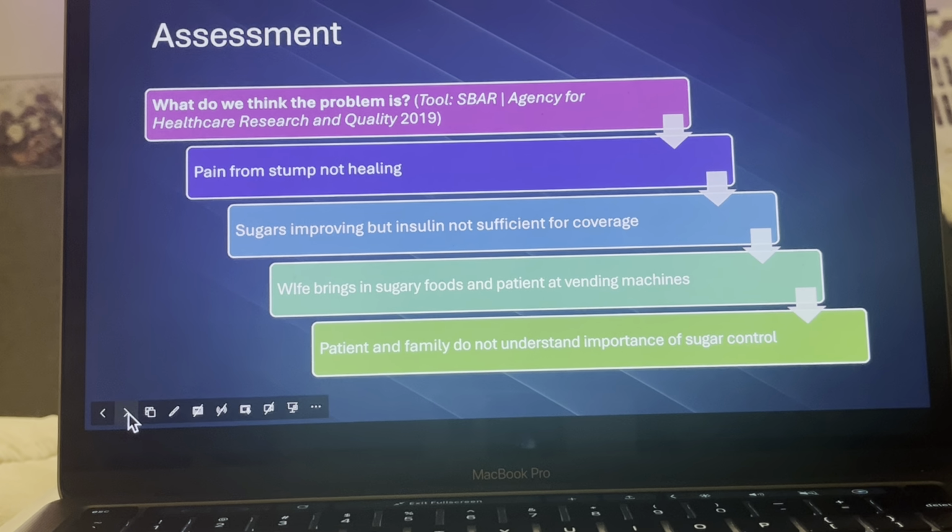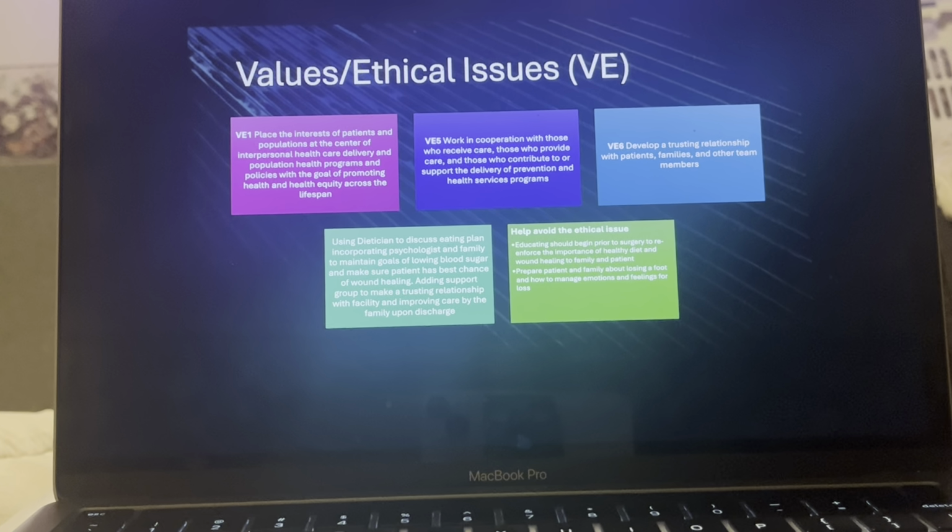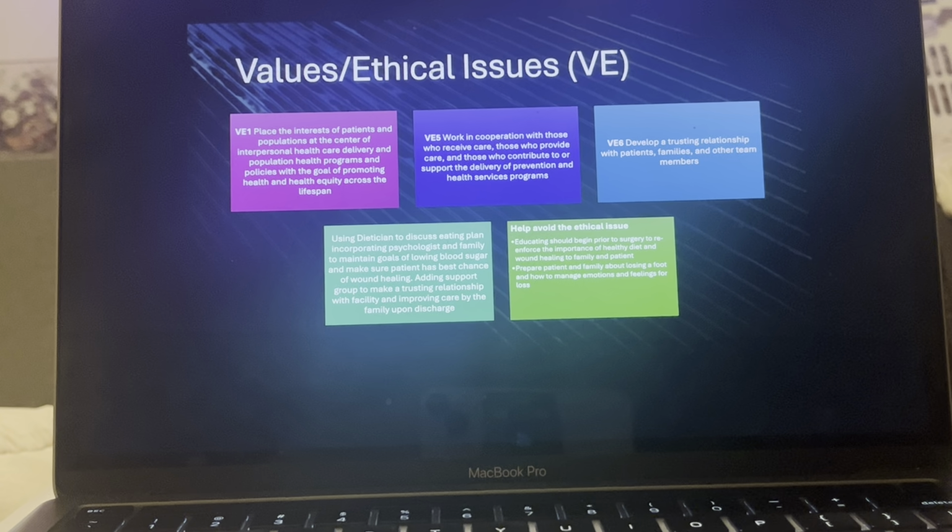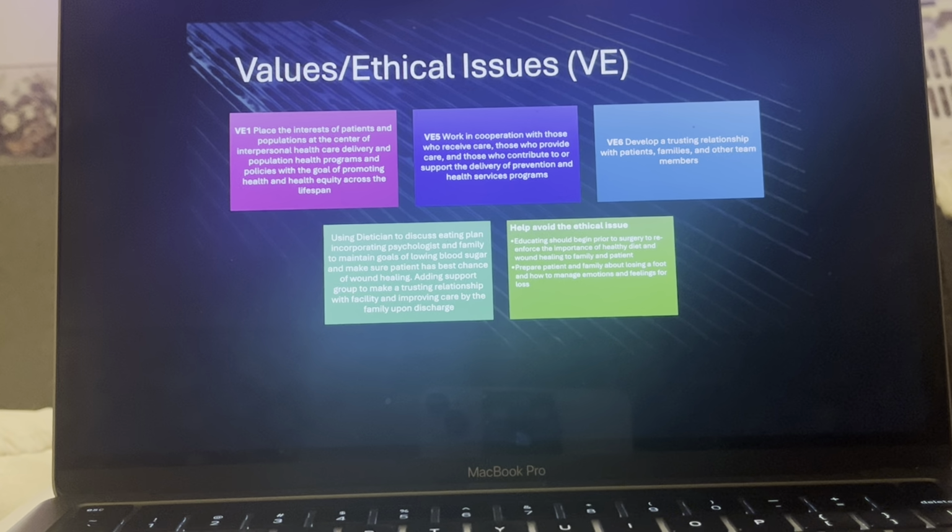To help avoid these ethical issues, the education should have been started prior to surgery. Reinforce the importance of a healthy diet and wound healing to the family and patient. If the wife had known that this was going to cause a problem and affect his wound healing, she may have chosen not to get him these sugary items. They should have prepared the patient and family on losing a limb and how to manage emotions and feelings for loss. I mean, that's a big deal.